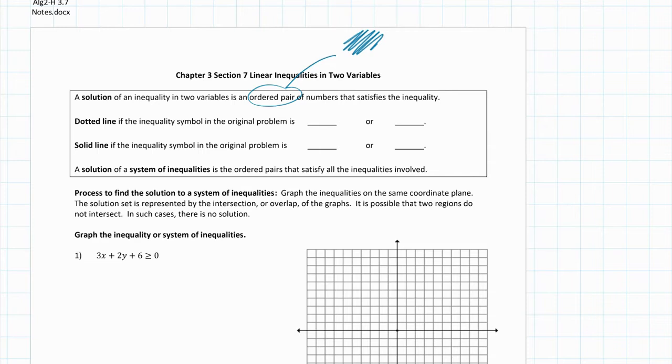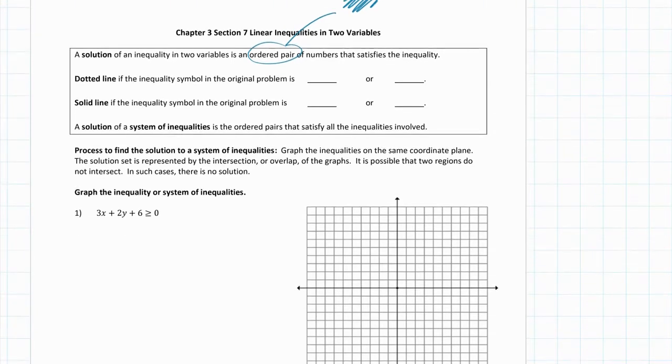the inequality. Also, in an inequality that would graph on a two-dimensional plane, we use a dotted line if the inequality symbol in the original problem is a less than or a greater than, and we use a solid line if the inequality symbol is a less than or equal to or a greater than or equal to.